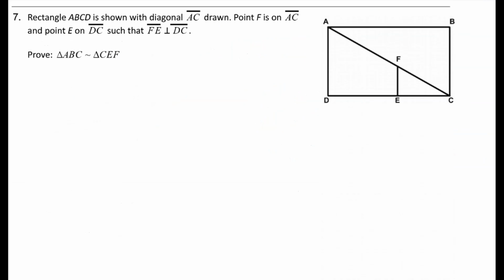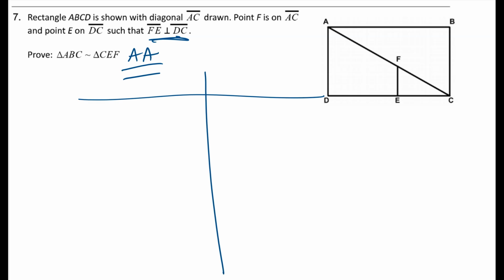For number 7, rectangle ABCD is shown with diagonal AC drawn. Point F is on AC and point E is on DC such that FE is perpendicular to DC. So there's a lot we need to take in here. I want to prove the triangle ABC, this top triangle, is similar to triangle FEC, that one down there. Anytime I'm trying to prove two triangles are similar, it's always an angle-angle argument. So I'm going to write down two things in my givens. They're telling me it's a special quadrilateral for a reason, so I want to think about my properties of a rectangle.